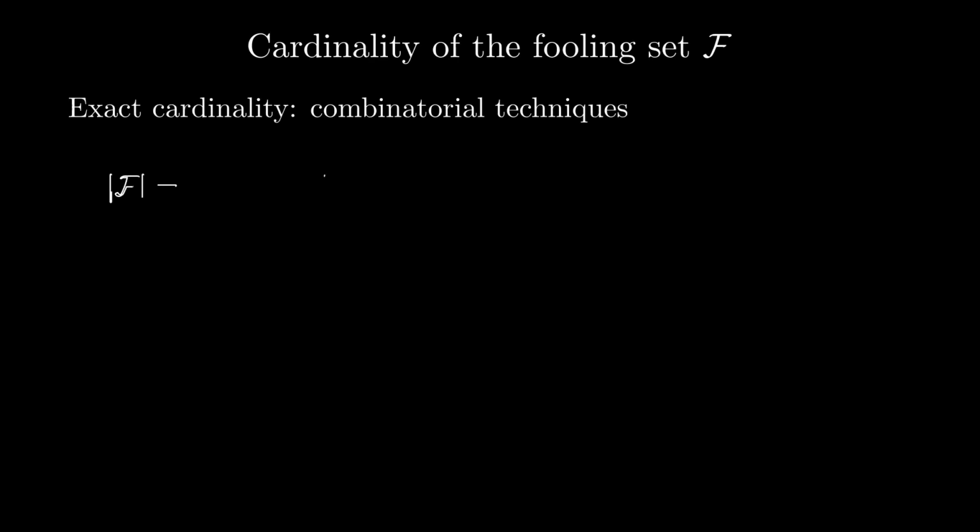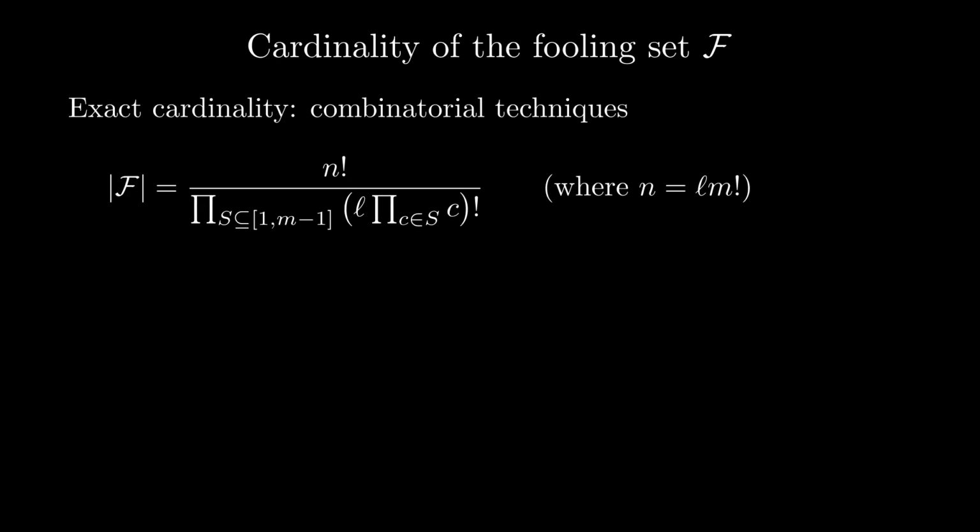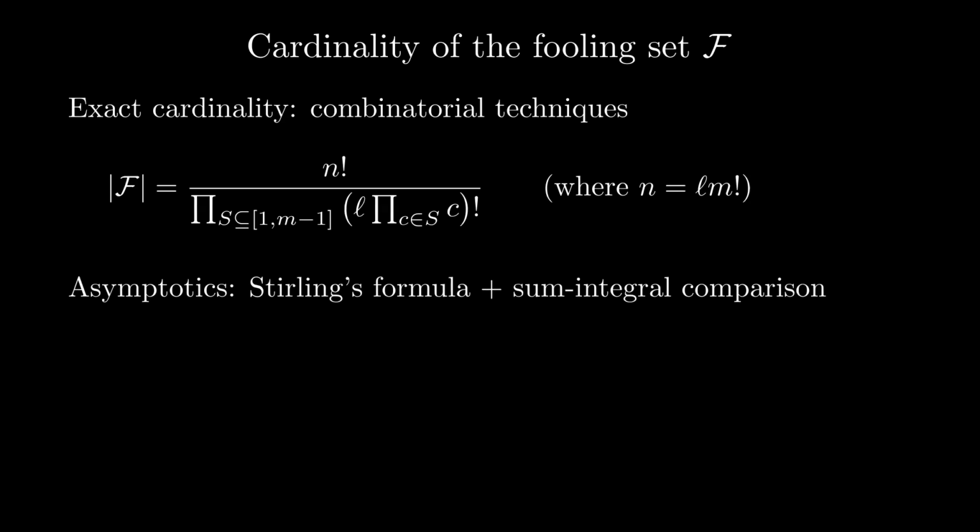We then turn to the cardinality of the fooling set. We first derive the exact cardinality using combinatorial techniques. To get its asymptotic behavior, we use Stirling's formula and a Riemann sum integral comparison. The log cardinality grows like n log m squared over 2.